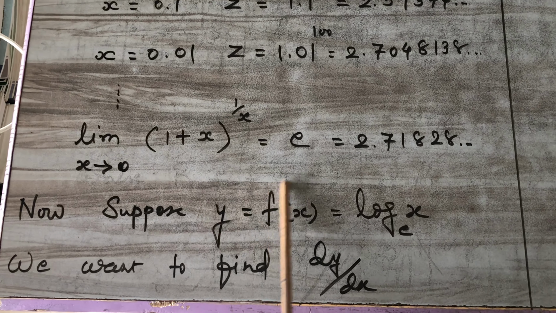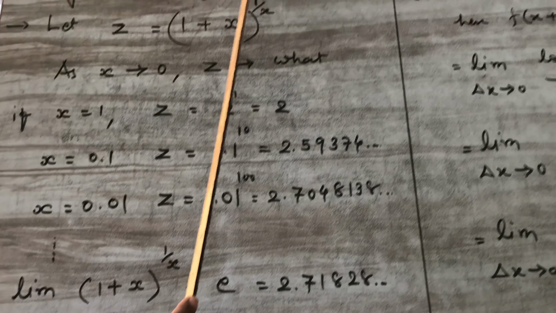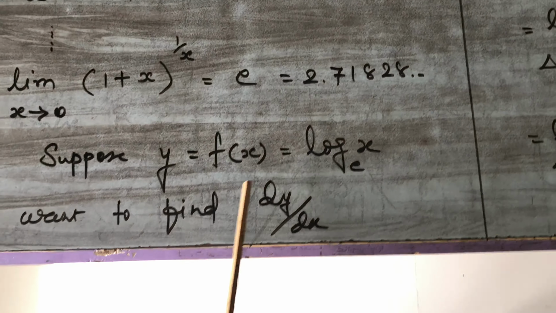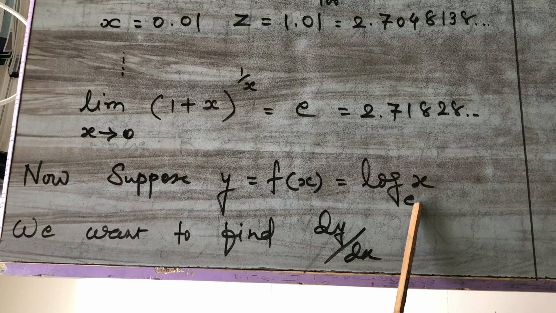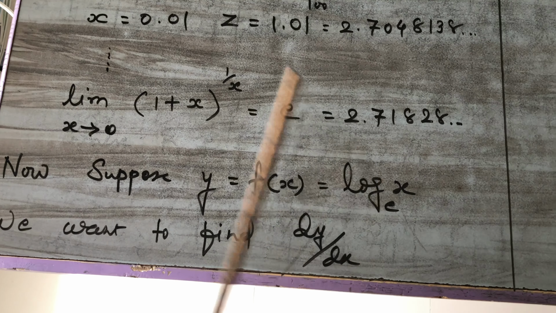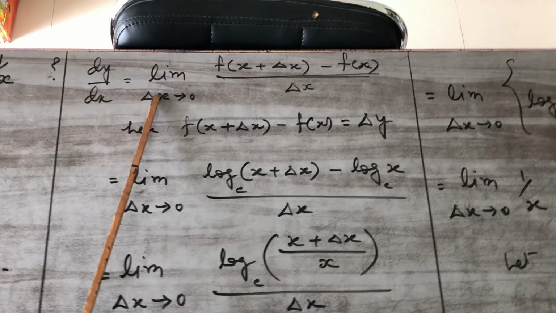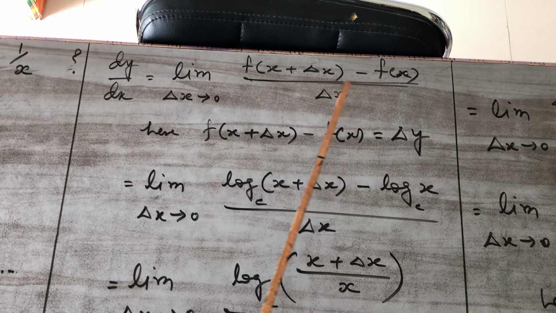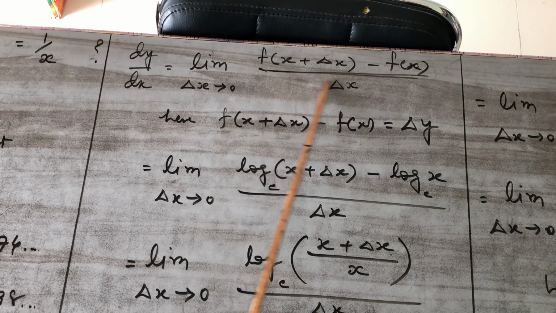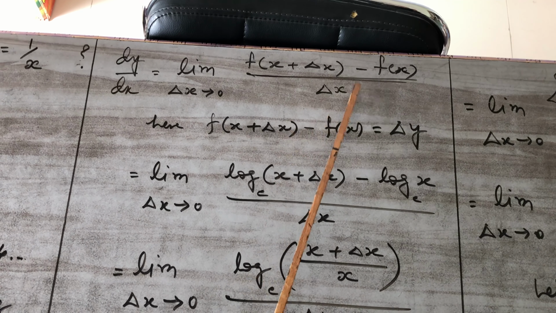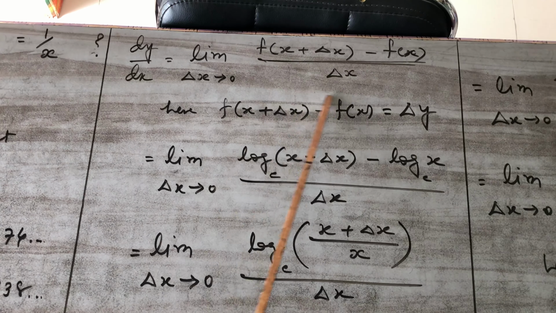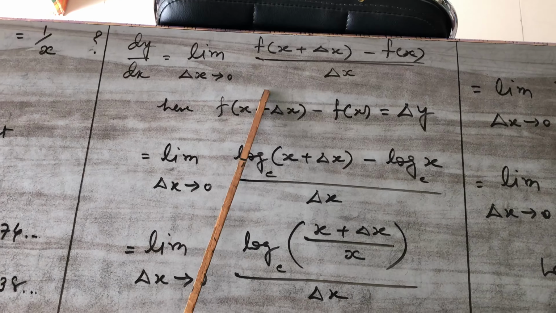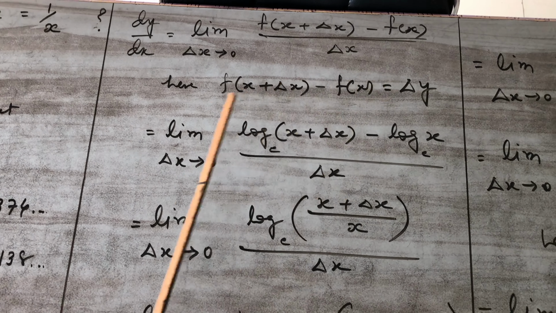Now we will use this limit for the differentiation of log x to the base e. Now suppose y equal to f of x equal to log x to the base e. We want to find dy by dx. dy by dx is nothing but the limit as delta x tends to 0 of (f of x plus delta x minus f of x) upon delta x. The numerator is delta y and the denominator is delta x. So it is the average rate of change of y with respect to x. But if you take the limit as delta x tends to 0, it is the exact rate of change of the function.